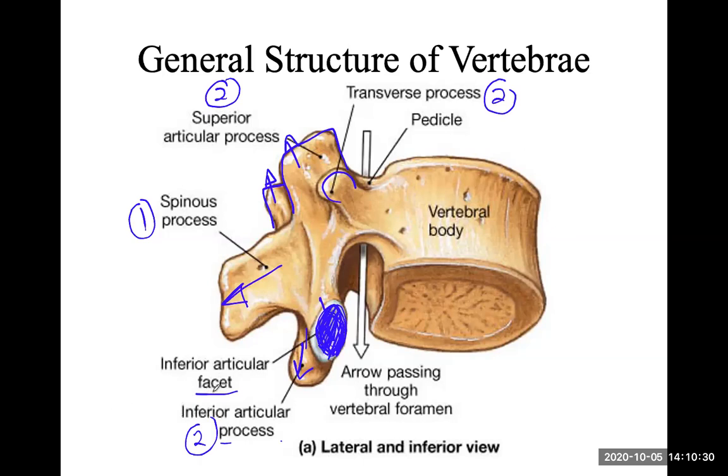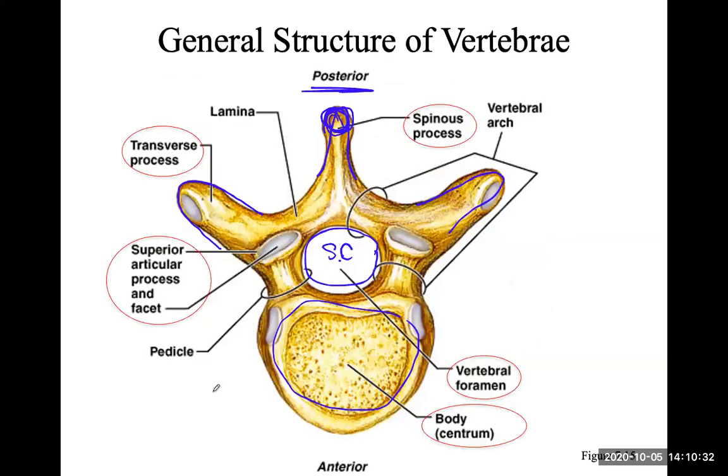That's the actual surface. So looking at this picture, here is my process, right? These are my surfaces or my facets right here. Same here. If you're looking at this, this would be poking out of your screen. So these are your superior processes. And then the surfaces right here and right here would be your superior articular facets.